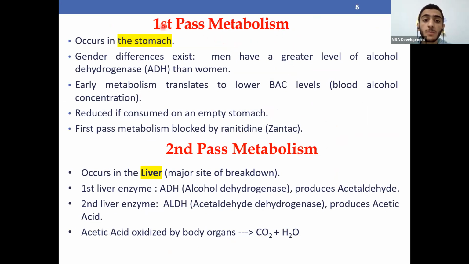Now, the first pass metabolism and the second pass metabolism of alcohol. From its name, first pass metabolism is what is passed first. As you consume alcohol through the GI tract, the first thing it passes is the stomach. So the stomach contributes to the first pass metabolism of alcohol. This means that if you have food in your stomach, it will affect the alcohol metabolism in the stomach and how it's pushed through the stomach.